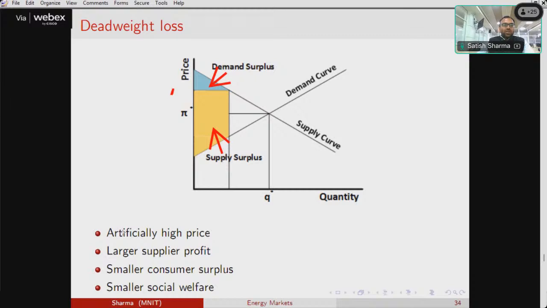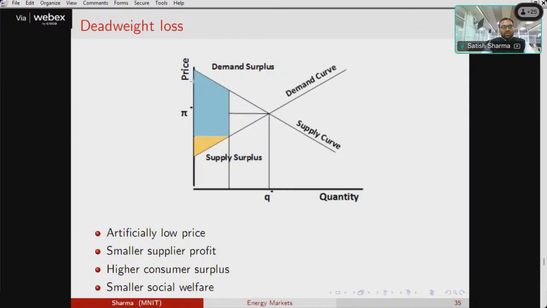So with the artificially high price, a larger supplier profit, so supplier profit will increase. Smaller consumer surplus, so consumer surplus, demand surplus will reduce, and overall social welfare, which is basically this outer triangle, which comprises both, will be lesser.